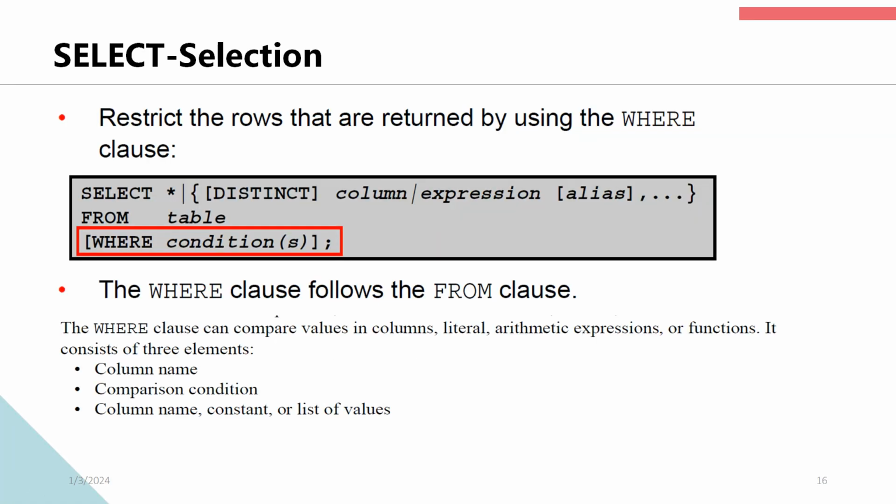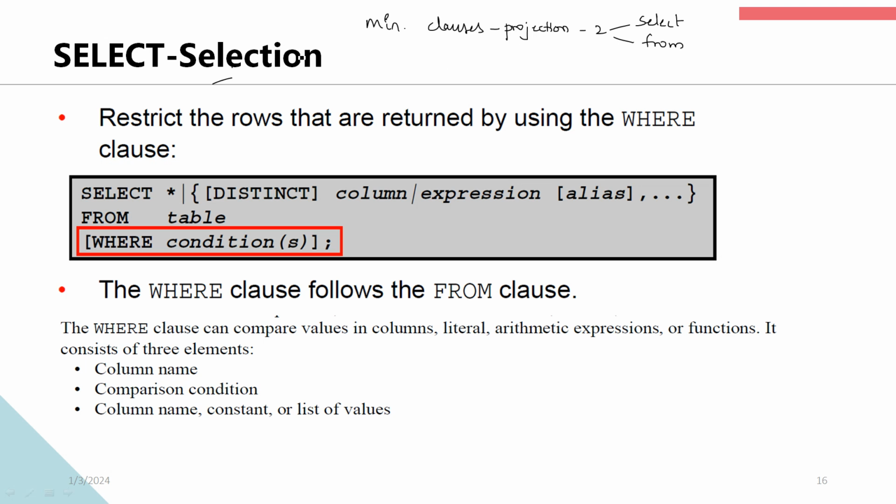For the selection capability, we will get one clause in addition, unlike the previous projection capability. In the projection capability, the minimum number of clauses that we use is 2. And what are those? We make use of the select clause and the from clause.